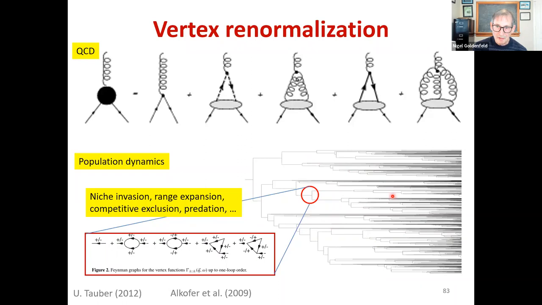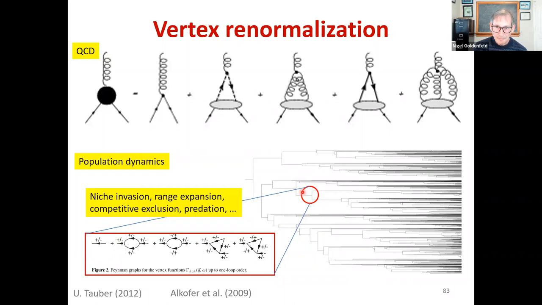Here is a figure from a beautiful paper by Uwe Täuber, who I think might even be here. A wonderful paper, which is essentially a review article on these sorts of stochastic processes and field theoretic methods that describe various ecological processes such as niche invasion, range expansion, competitive exclusion, predation, and so on. And so it's really true that drilling down into these vertices of these trees, one is seeing ecological processes in action.